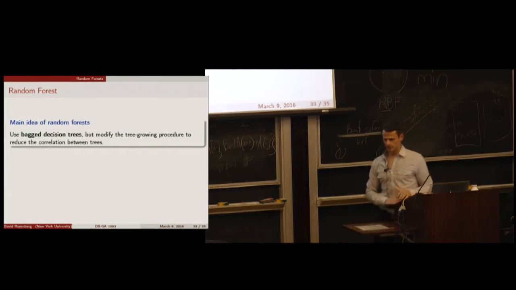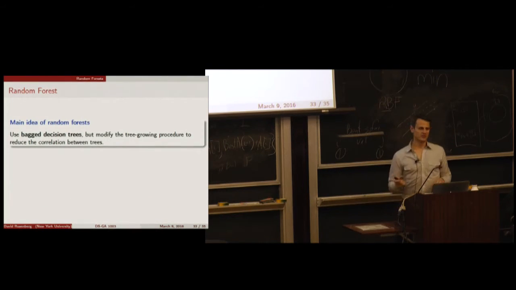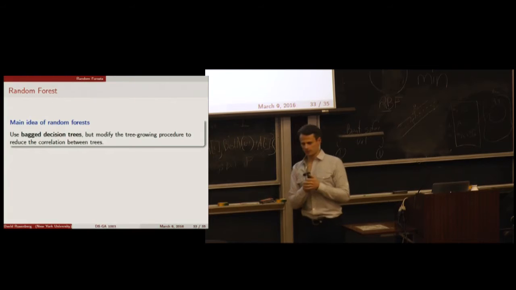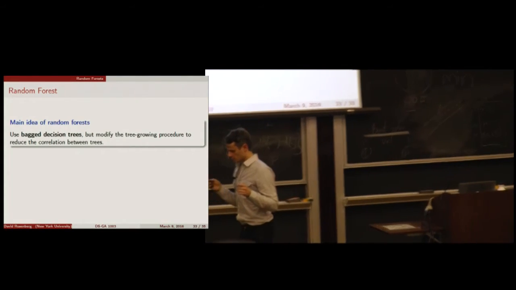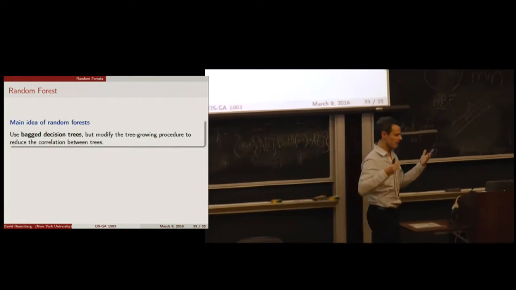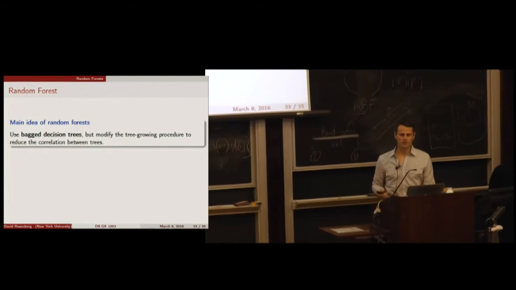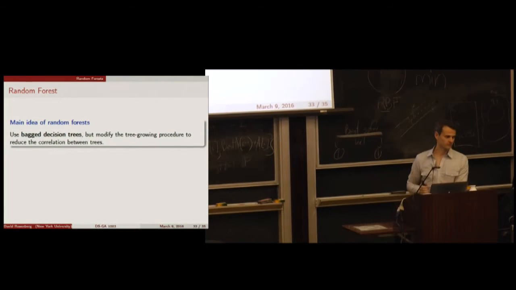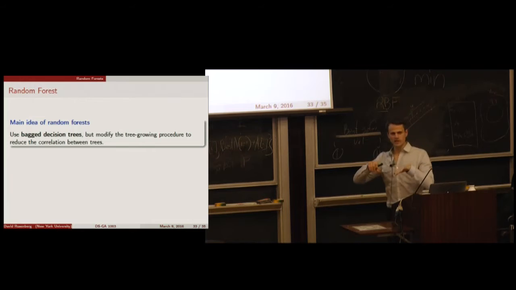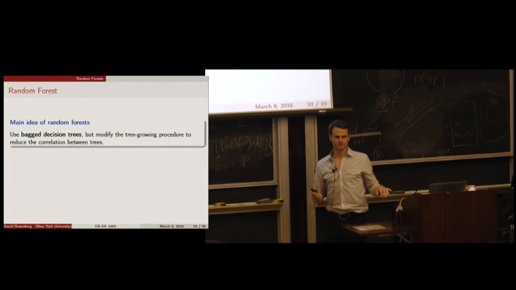OK, so here's what a random forest is. Random forest is you take these bagged decision trees. So you're using decision trees, and you're doing your bootstrap replicates, and you're bagging them, so combining them in some way. But you're going to modify the way we grow the trees. All right, so we're actually going inside this tree algorithm, and we're changing it a little bit.